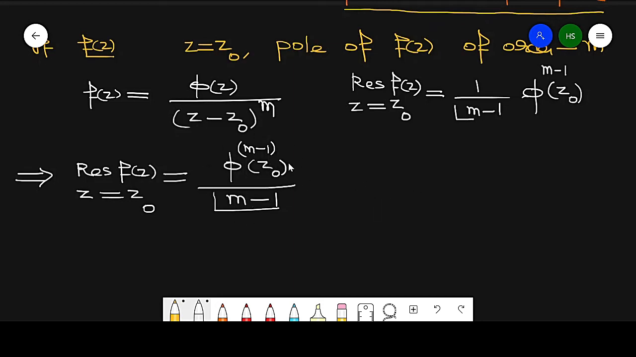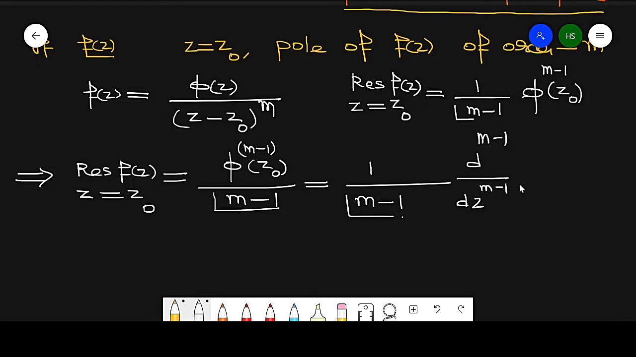Also this can be written as 1 by (m − 1) factorial times the (m − 1)th derivative with respect to z. So what is the function here? Here the function is simply (z − z₀) raised to power m into f(z). So in this way I can also find the residue of a function. This is a working method.